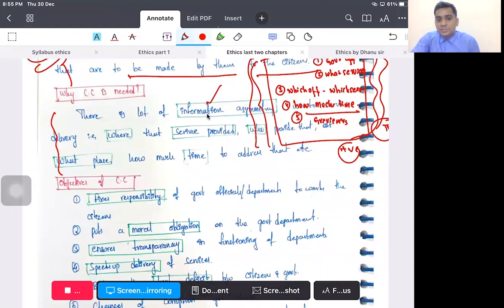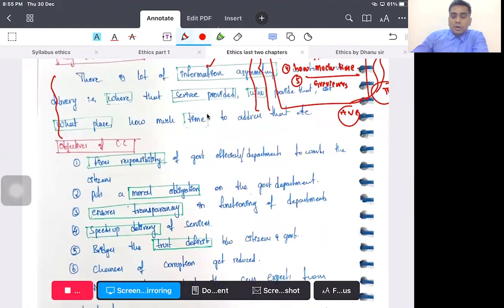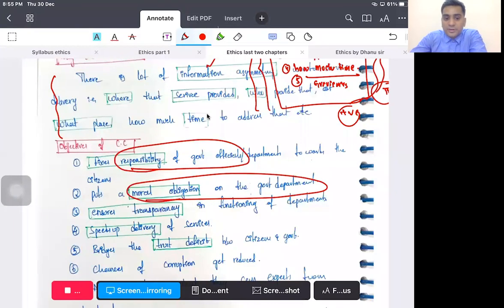What are the objectives of citizens charter? Fixing responsibility or accountability on government officials. It puts a moral obligation on the government department. First, it is fixing the responsibility on officers and obligation on the government department to perform effectively. It ensures transparency. It is speeding up the service delivery. Ensures transparency in functioning of departments.